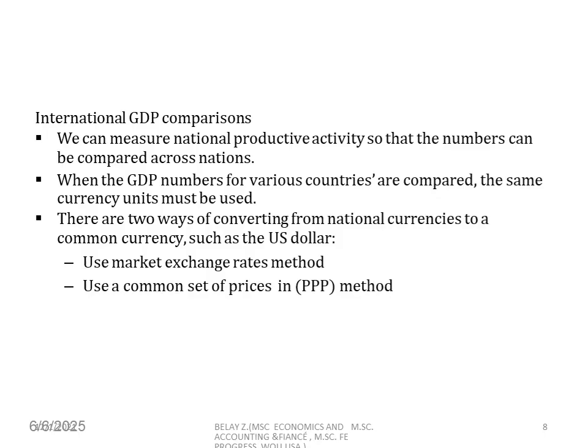We have to convert, first of all, currency into one unit. For example, from euro to dollar, to know the GDP of America compared with other Euro countries. There are two ways of converting from national currencies to a common currency such as the USA dollar. One method is the market exchange rate method. The other is the purchasing power parity method.